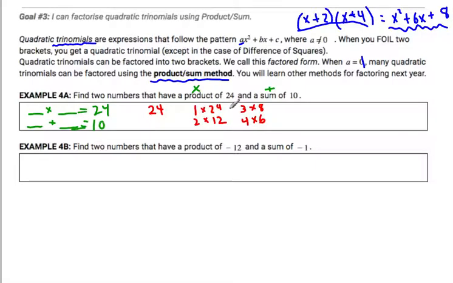But if I need to add these 2 numbers instead of multiplying them to give me 10, the only set that works is 4 and 6. So 4 multiplied by 6 gives me 24, and 4 plus 6 gives me 10. So 2 numbers that have a product of 24 and a sum of 10 are 4 and 6.